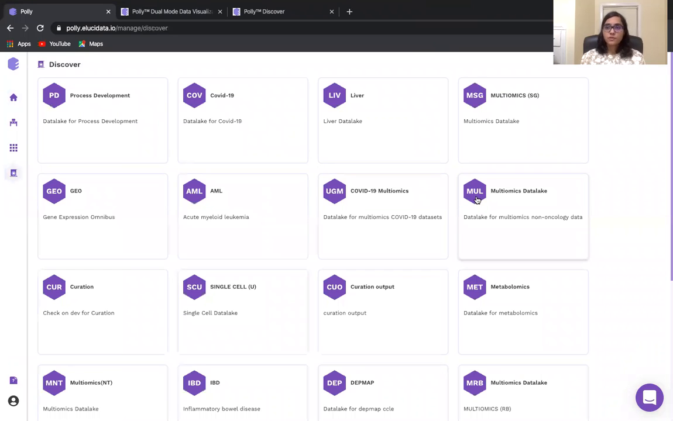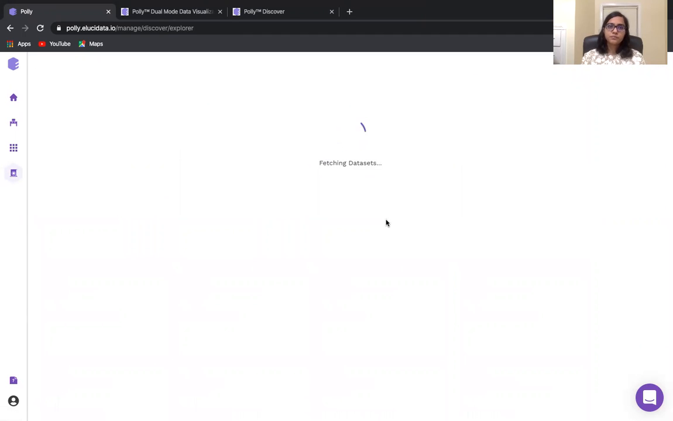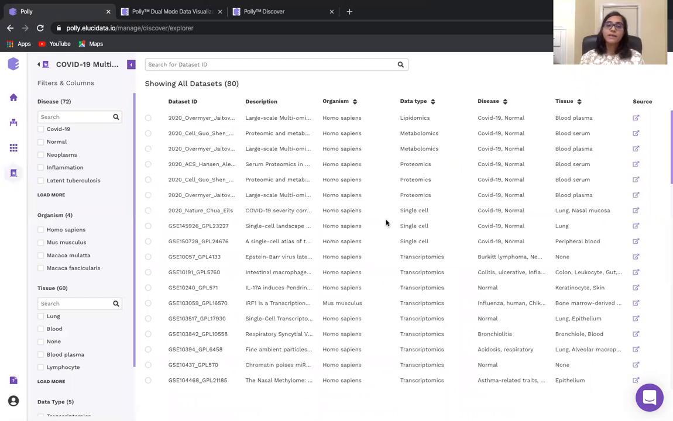As Discover loads, if you have access to several different data lakes, you will see a number of cards here. Every single card is a data lake. Today we're going to talk about the COVID-19 multi-omics data lake, so we're going to jump straight into that. Now, a data lake on Poly can have access to a single type of data or multiple types of omics data. There are two major parts of a data lake.